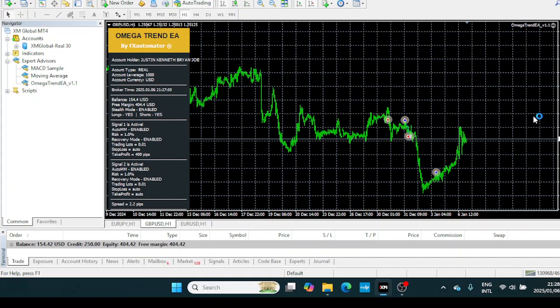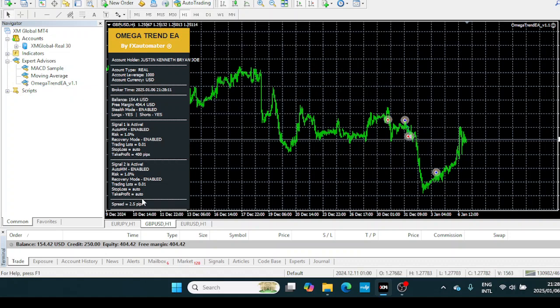So here we are on the MT4 platform. I am going to just point out a few things. On the left hand side of here, you can see the XM Global real. It's a real account. This is what I want to point out. I'm using this indicator. It's Omega Trend EA version 1.1.